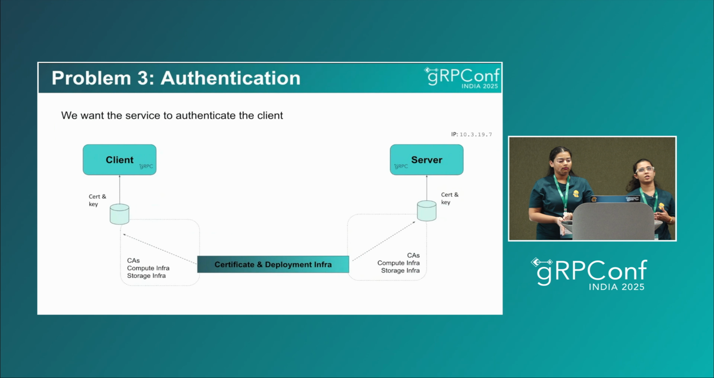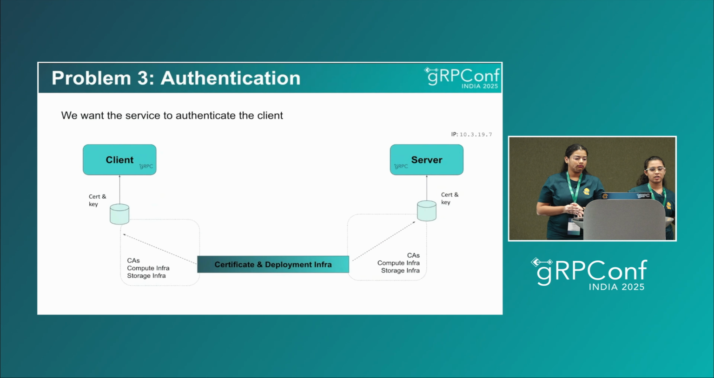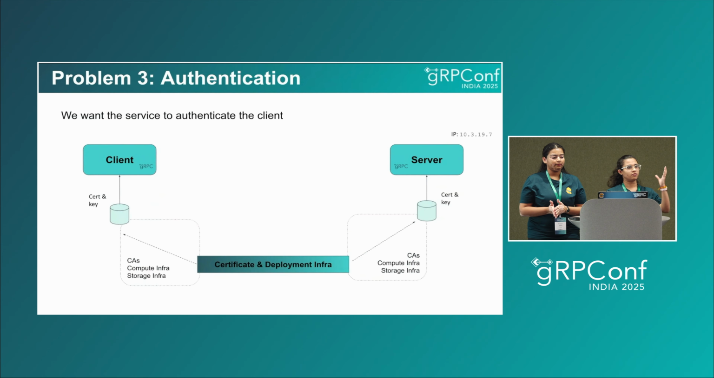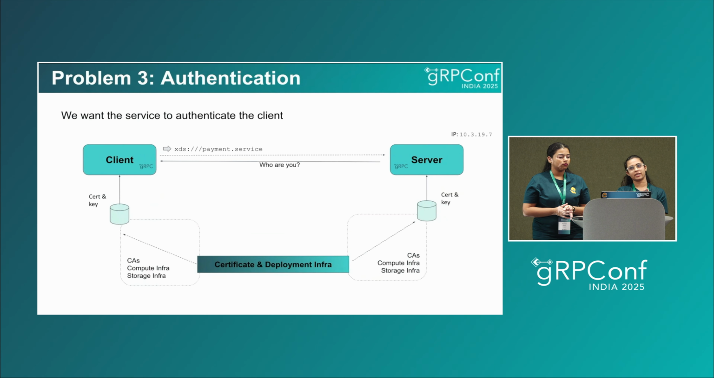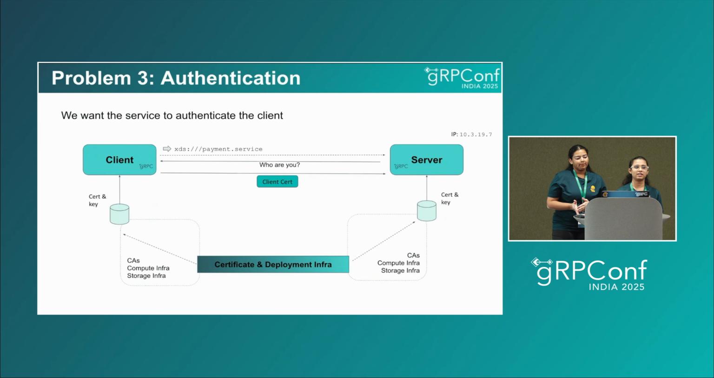Now on to the third problem, authentication. So what happens in a standard mesh is, as we discussed, client and server are going to get their certificates from the same root CA, which is sent by the XDS config. So whenever the client tries to connect to the server, the server is obviously going to ask the client to verify itself, and the client will send the certificate.